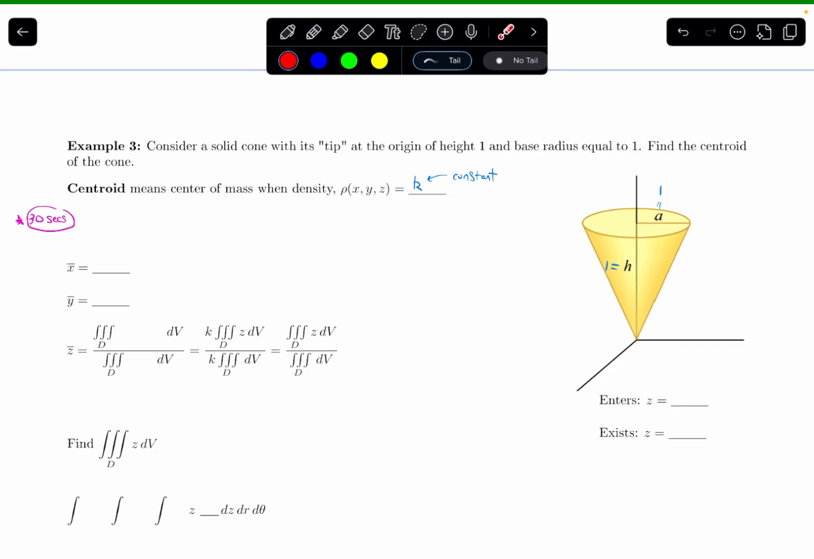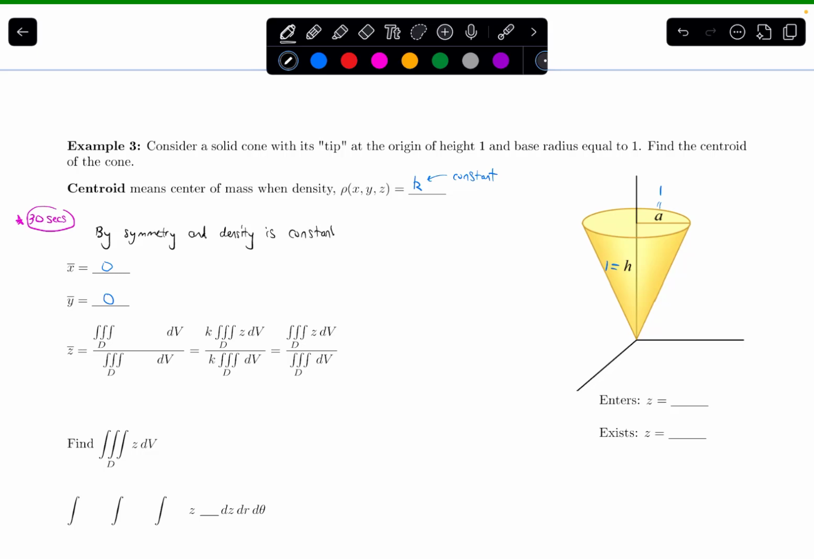Okay, so hopefully you paused it to try that. Because the density is constant and this whole shape is symmetric about the z-axis, I would expect the center of mass to be somewhere on the z-axis. Probably closer to the top than it is to the bottom, because there's just more mass on the top than there is on the bottom. So because of that, I expect the x coordinate to be 0 and the y coordinate to be 0. So I'm going to say that this is true by the symmetry of the picture, and also the fact that density is constant.